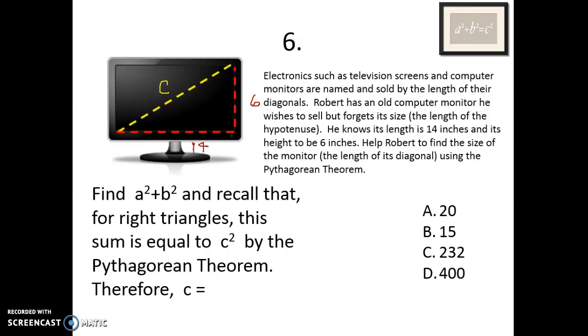Okay. Changing my pink color again, because when I write on white, you're not going to be able to see that. Maybe you can. All right, so we have 14 squared plus 6 squared will equal our C squared. So what is 14 squared? You should be doing that on your calculator while I did it. What is 6 squared? Add them together.